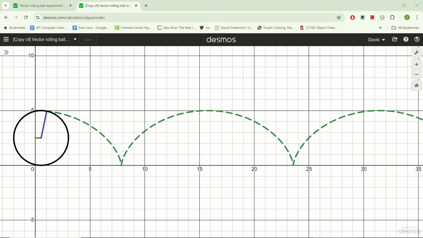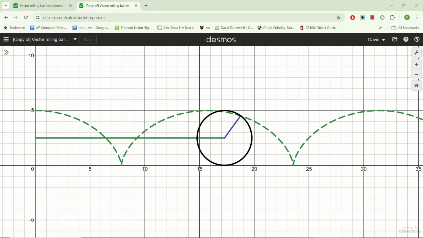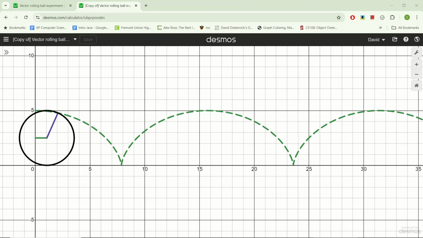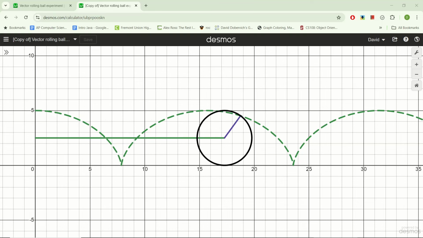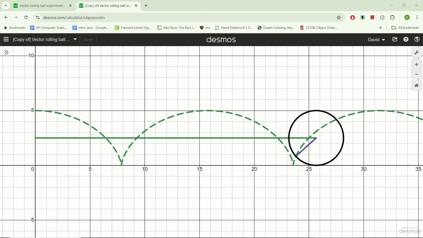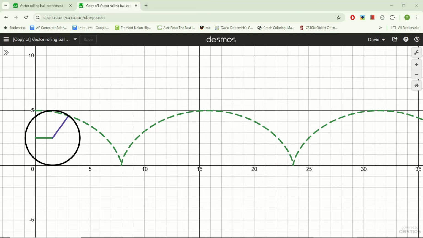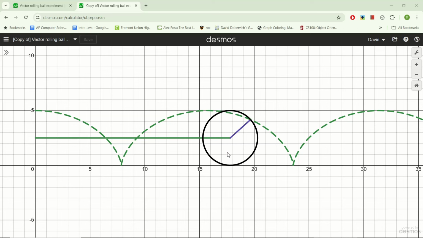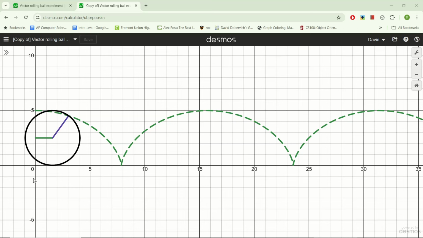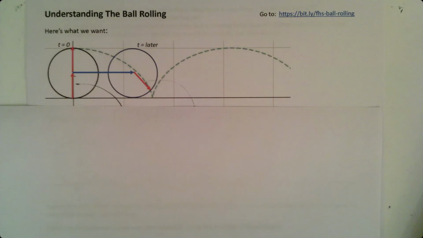Everybody. Here's the path that a point on the perimeter of a rolling ball takes as the ball rolls without slipping. We talked last week about the idea that a complicated path can be described if you add together vectors that are each doing one simple thing. So here we have a vector that's just getting longer, and we have a vector that's just rotating. And when you add them together, you get this nice rolling ball path.